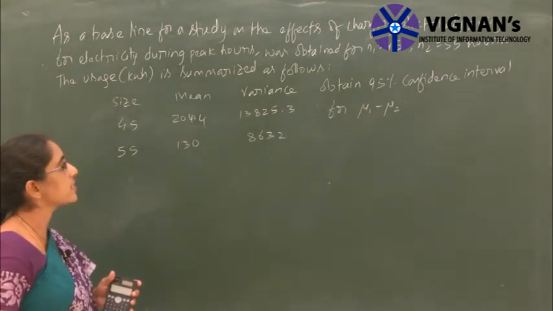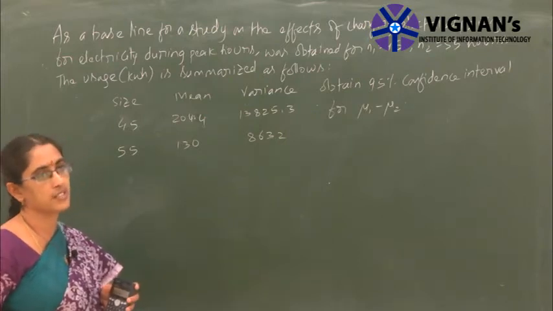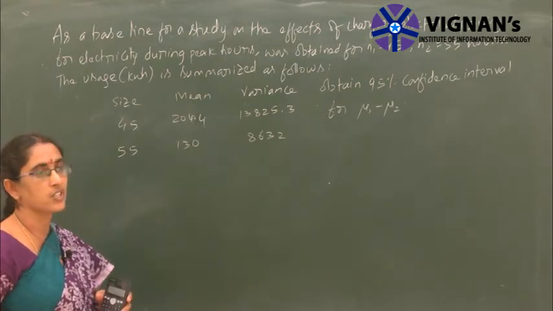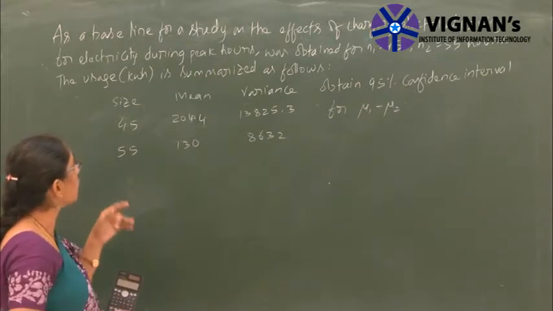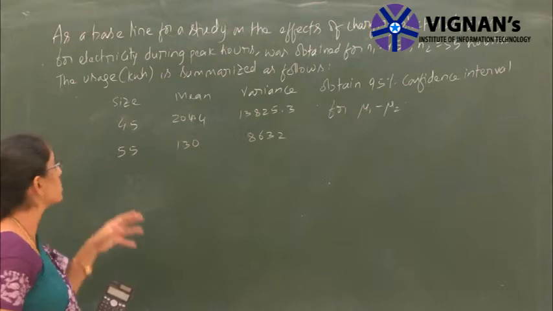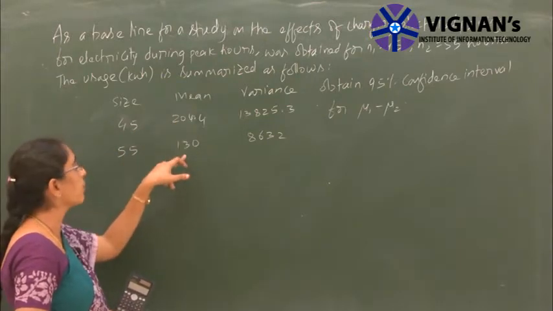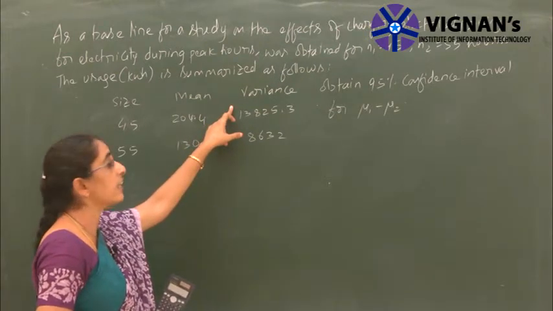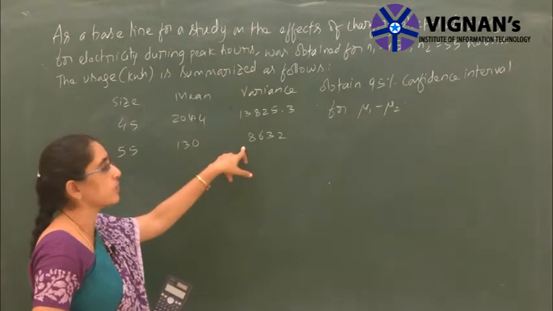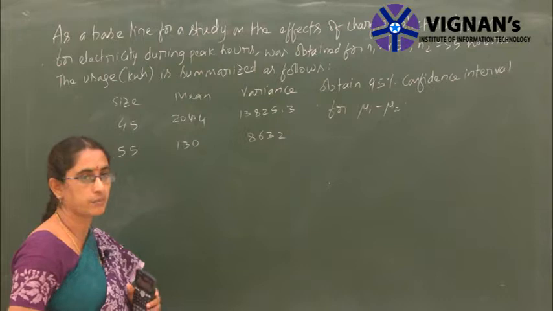As a baseline for a study on the effects of charging electrical pricing for electricity during peak hours, data was obtained for n1 equal to 45 and n2 equal to 55 hours. The usage in kilowatt hours is summarized as follows. Sample sizes are given, sample means 204.4 and 130. Here they have given variances, sigma 1 square and sigma 2 square. Obtain the 95% confidence interval for mu1 minus mu2.